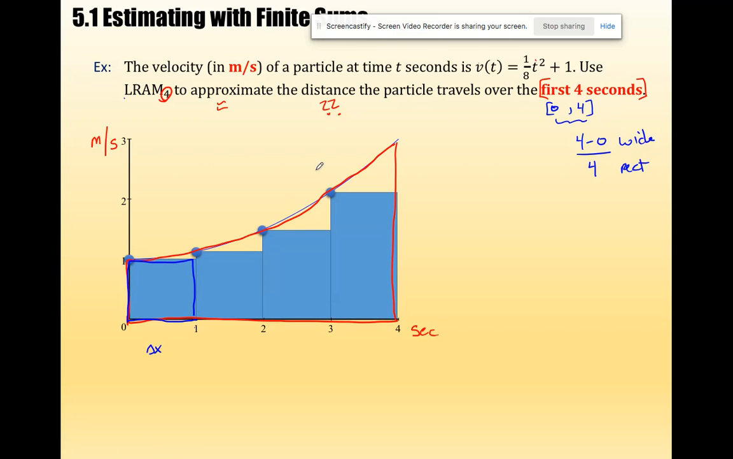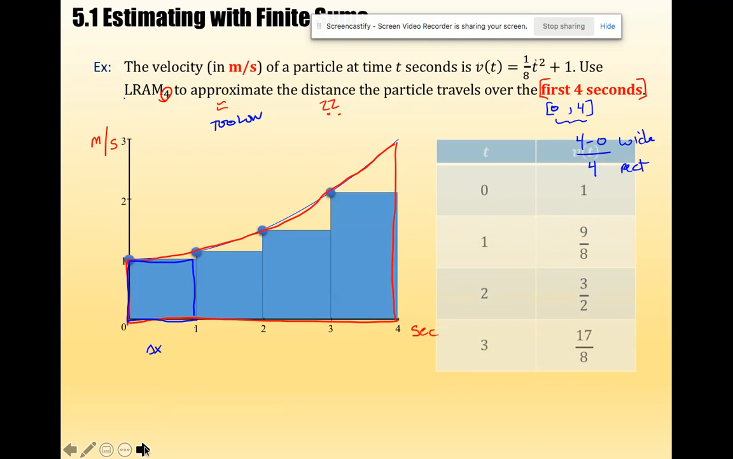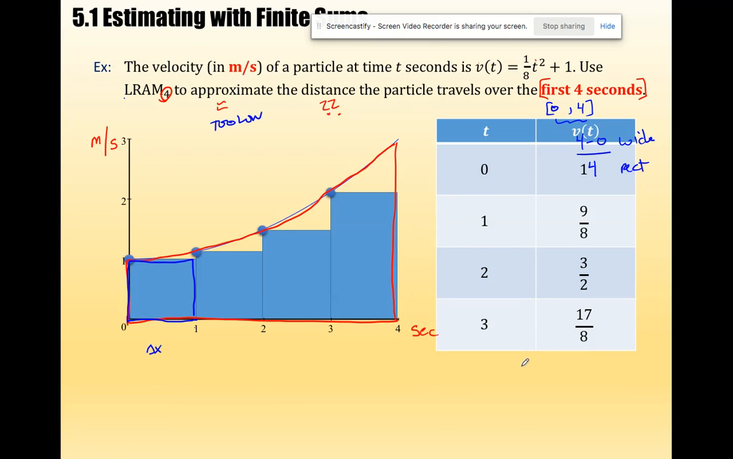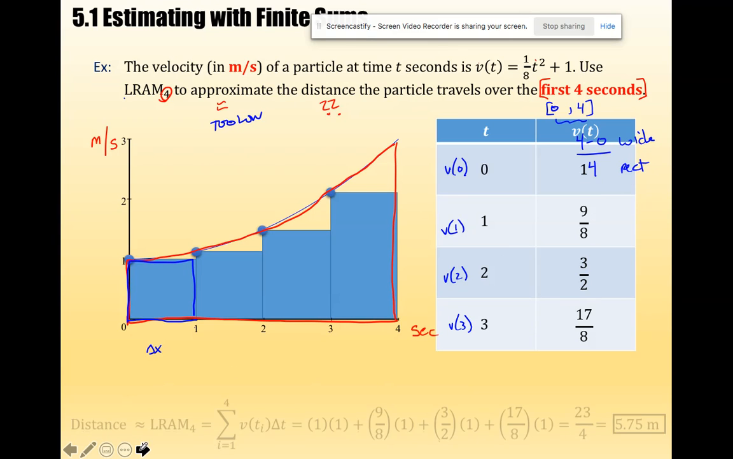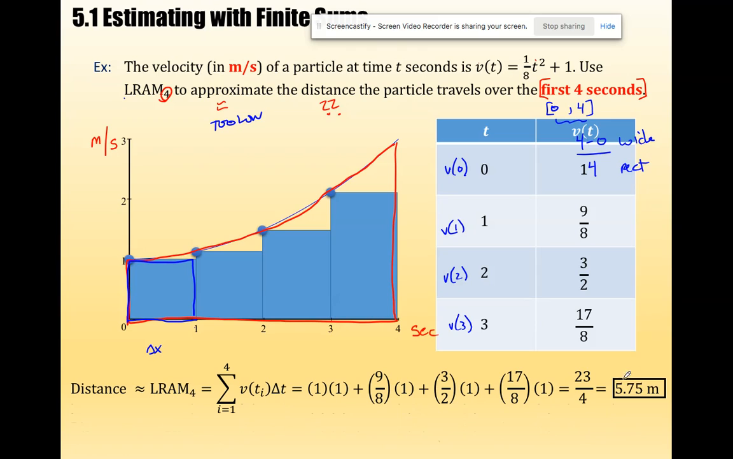I can see that LRAM with an increasing function, my approximation is going to be too low. There's my values, and all I'm doing is plugging it in, right? I plugged in V of 0, V of 1, V of 2, and V of 3. Again, I don't really care about those values because this approximation is terrible. This time I just typed it out and I gave you the approximation.